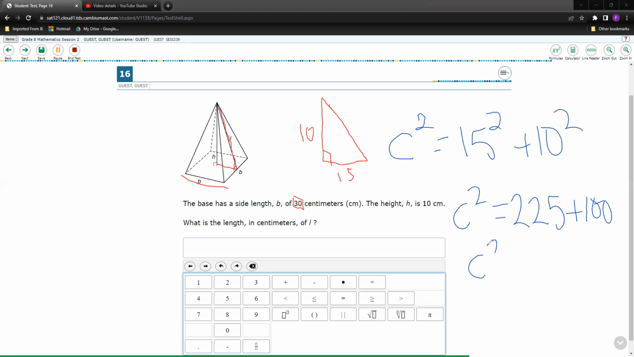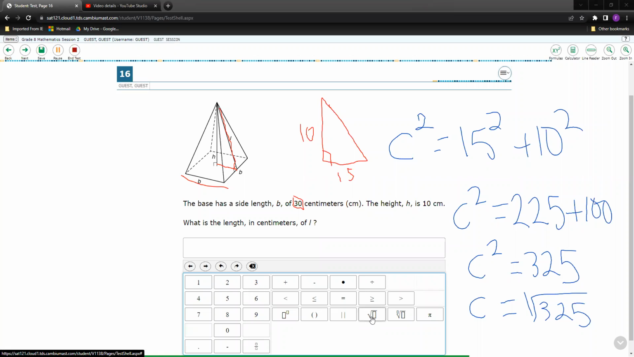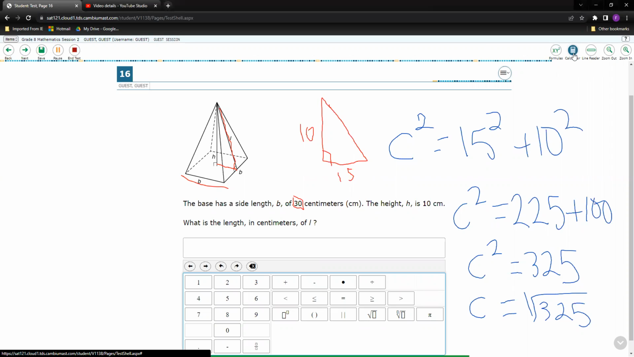So c squared is equal to 325. C then is equal to the square root of 325. Can we calculate that? Can we use the radical sign to answer? Probably, most likely. We can just do this. But since we have a calculator, let's see.